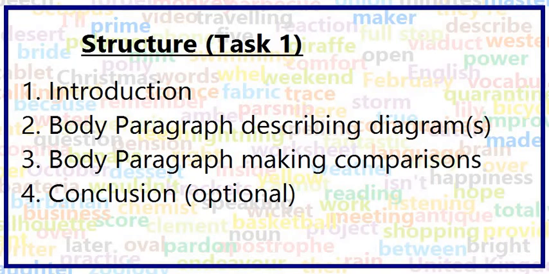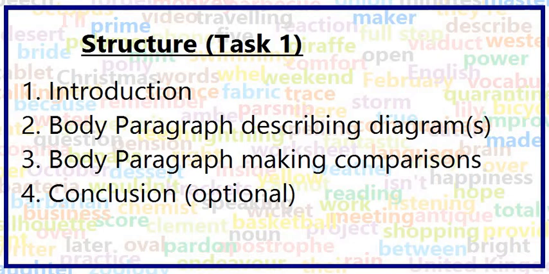The structure of a Task 1 writing must include an introduction. This will tell the reader what you're going to talk about and introduce the topic. You should then have a body paragraph describing what you can see in the diagram, followed by a body paragraph making comparisons where appropriate. You may have more than 2 body paragraphs, depending on how much you want to write.